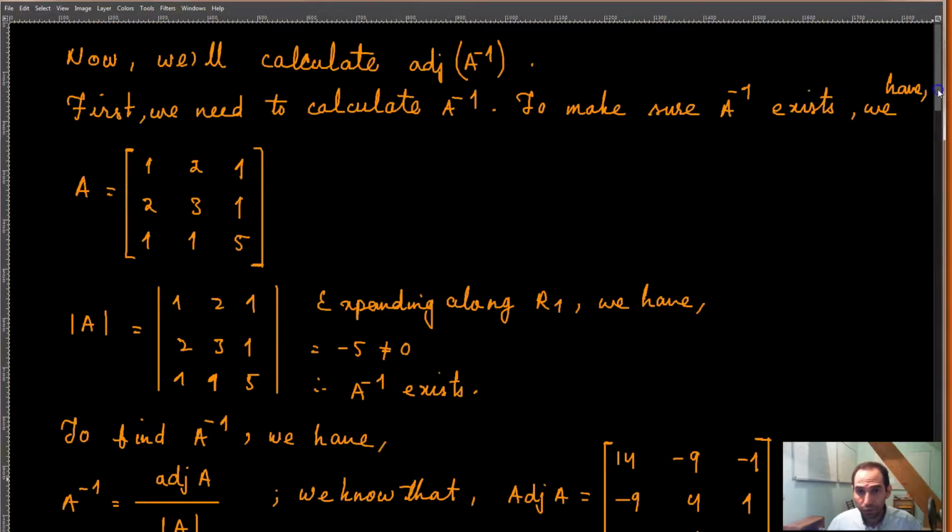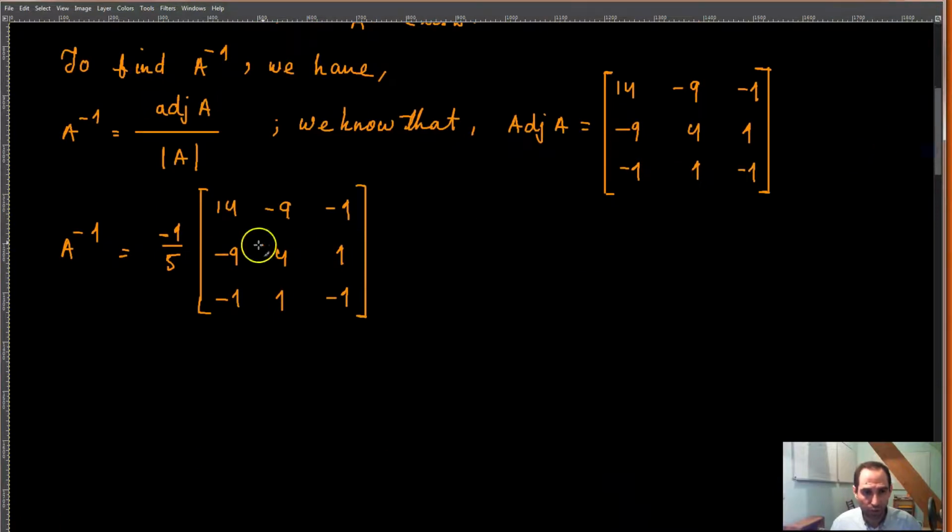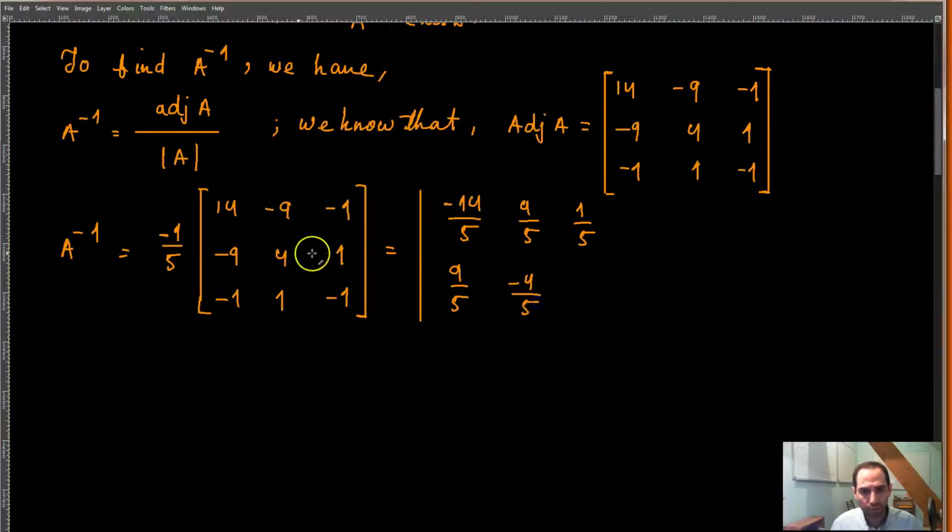Now, what we wanted to do is calculate the adjoint of A inverse, right? So for the adjoint of A inverse, we need to find again the cofactors of these elements. So I'm going to multiply these elements, to multiply this inside. So that is A inverse.